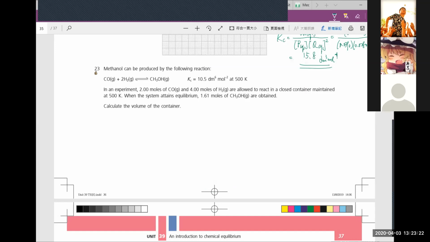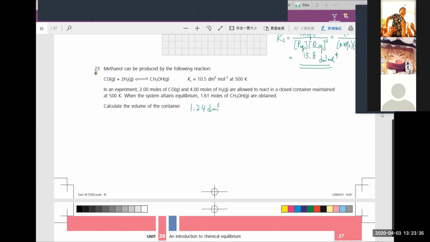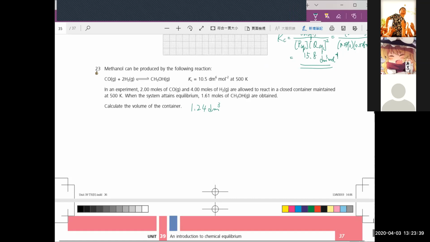Yes. Okay. The answer is 1.2 dm3. Questions? Anyone who has difficulty, let me know now. For those who find it quite hard to answer this, all of you know how to solve this.